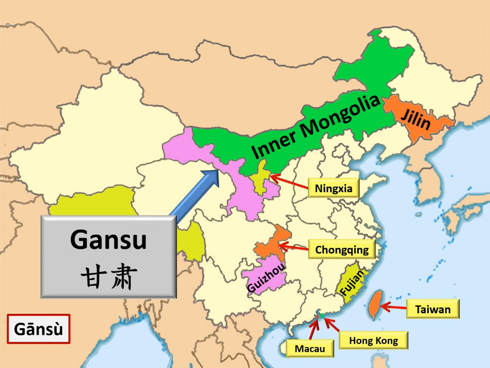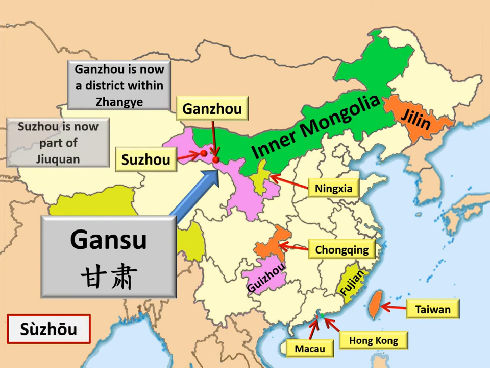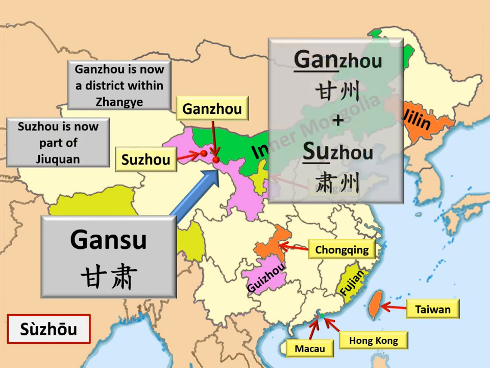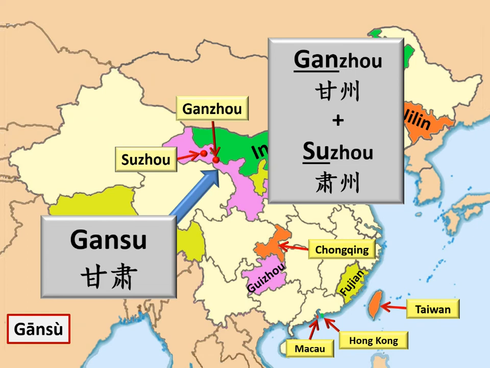We now come to the last of the 34 Chinese administrative areas, 甘肃 province, like 安徽 in part 2 and 福建 in this video. 甘肃 gets its name from two historically significant cities within the province, 甘州 and 肃州. Look at that! Two more place names ending with 州.